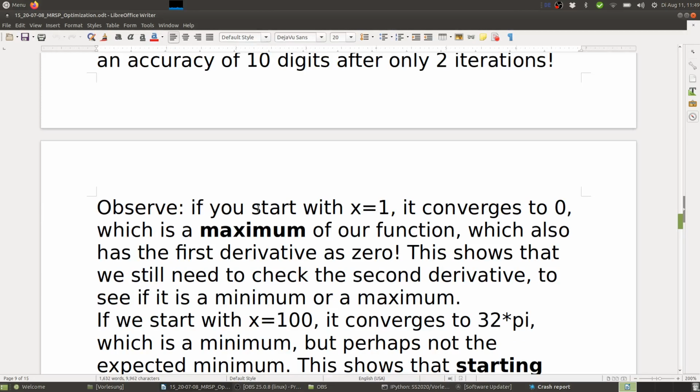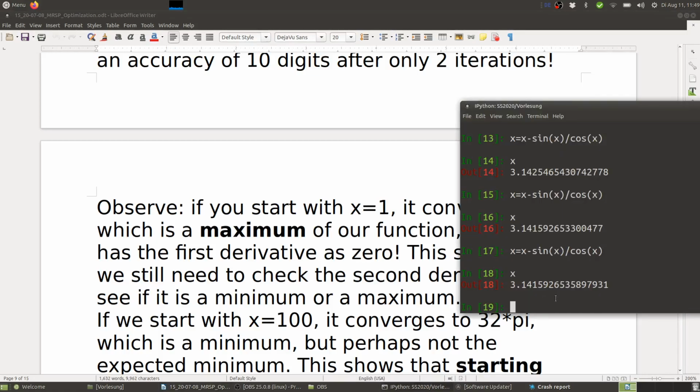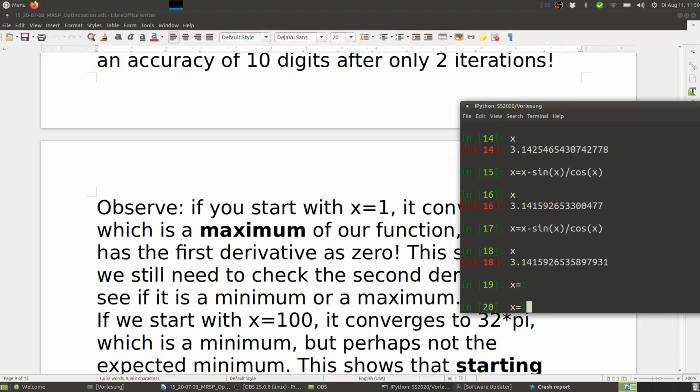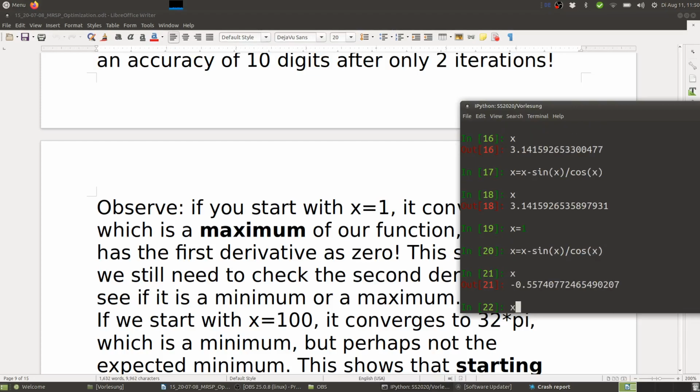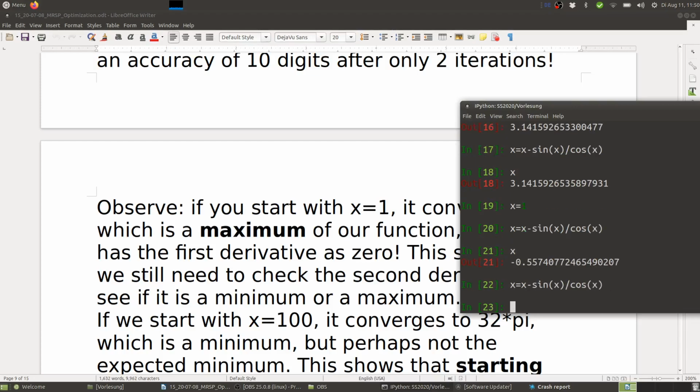Observe, here we can actually also start with x equals 1, and it converges to 0, which is a maximum. Right? So here you can also see that it can go in the wrong direction. So if we have a wrong starting point, x equals 1, let me try. Yeah, so here it goes into the wrong direction.